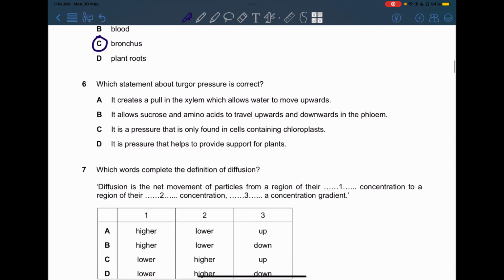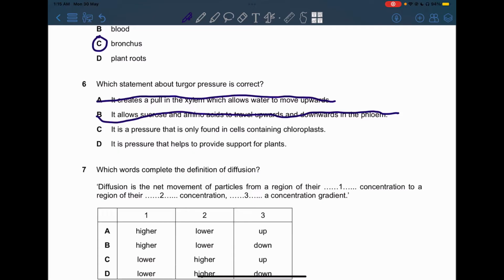Question number 6, which statement about turgor pressure is correct? It creates a pull in the xylem. Now, this is incorrect. This is actually for the transpiration pull. So this is incorrect. We're not going to be choosing it. It allows sucrose and amino acids. Now, this is incorrect. This is actually the process of translocation and not turgor pressure related.